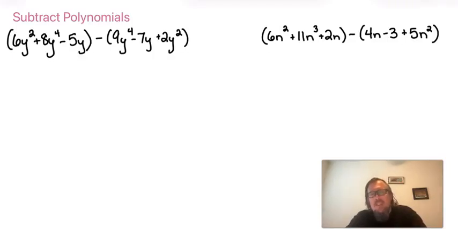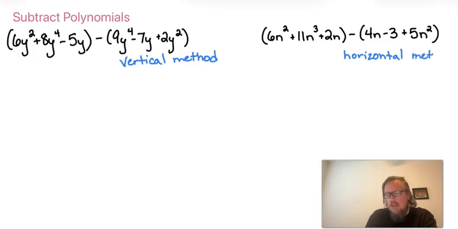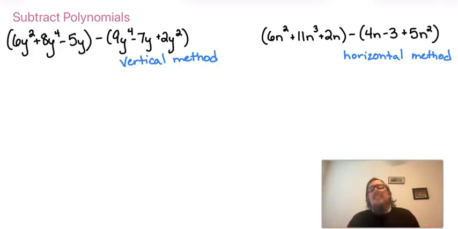Subtracting polynomials is very similar to adding polynomials, with one important change that can make it very easy to make mistakes. So I'm going to show you, just like I did in the adding polynomials video, both the vertical and horizontal methods for doing these, because they're both good methods. But we have to be really careful with both methods because there's one really important change with subtracting and adding that makes subtracting a little trickier.